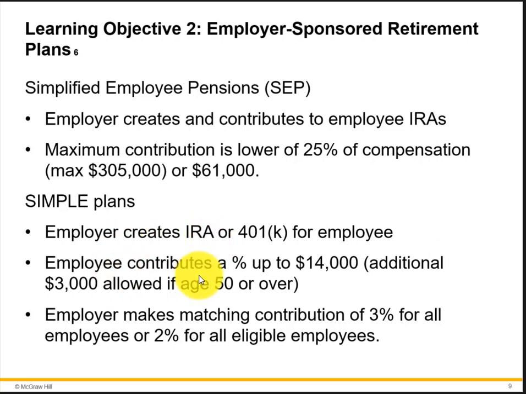Employee contributes a percentage of their income. Okay, their maximum is $14,000, $3,000 extra if they're over 50. So that's lower than a 401k. So employees can't save as much with a simple plan. And the employer chooses to either match up to 3%, and they have to do it for everybody who makes over $5,000, okay? Or they have to not worry about what people put in and just put in 2% for everybody. Okay? So that's their choice between those two.